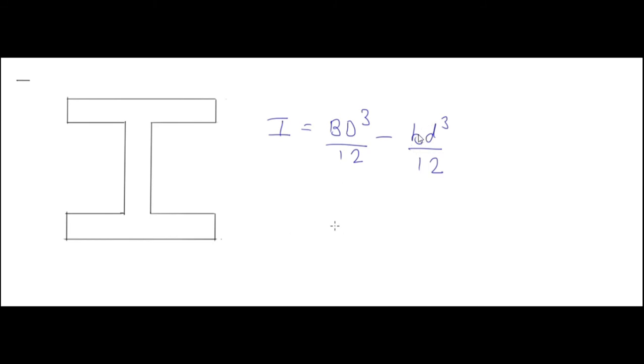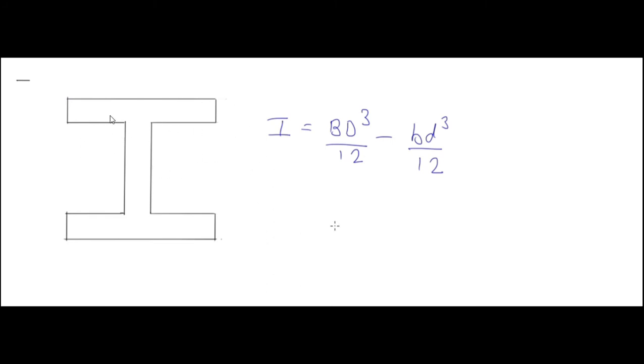So this vertical height is a small d, however b is the summation of this and this. So combining this removes two areas, and that will be a rectangular portion removed from the bigger rectangular portion. So the area moment of inertia of an I section is BD cube by 12 minus bd cube by 12.